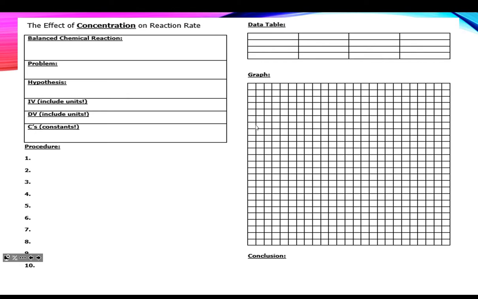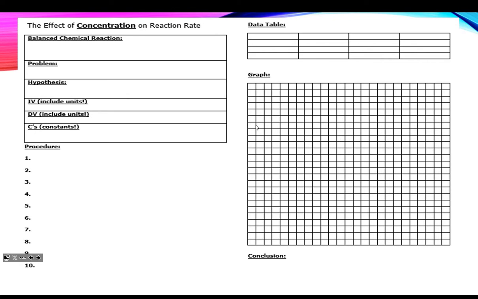Okay? Now, as we look at this, you are going to have a balanced reaction. You're going to have a problem. Every time, the problem is going to be how does concentration affect reaction rate? How does temperature affect reaction rate? How does particle size affect reaction rate? That should be part of your claim. My claim is that particle size affects reaction rate, da-da-da. What's your evidence? What from the lab told you that was true? Justification. How did the evidence prove your claim?